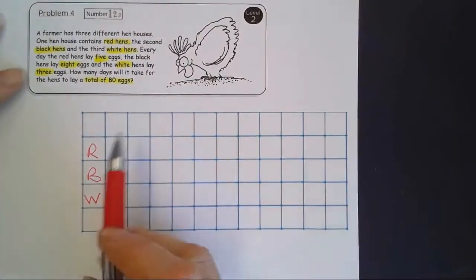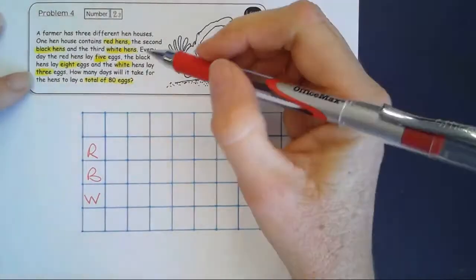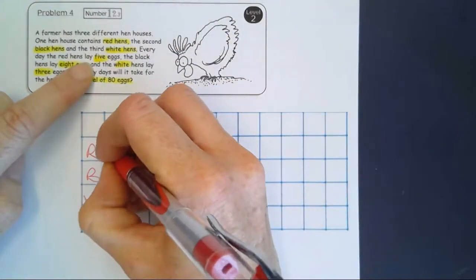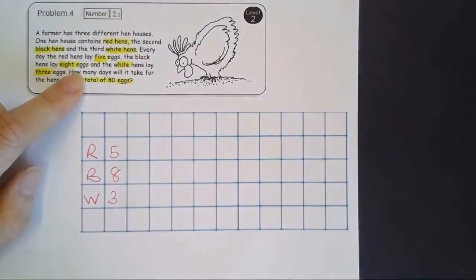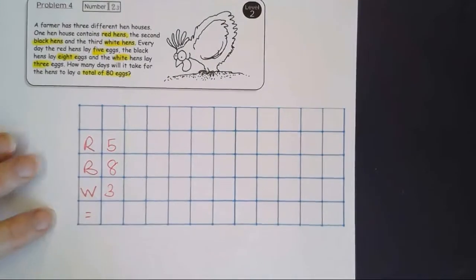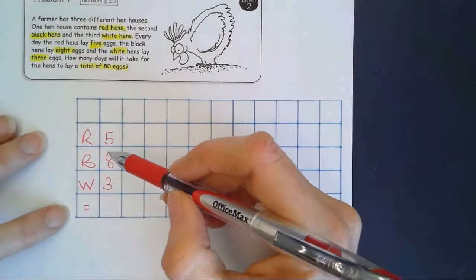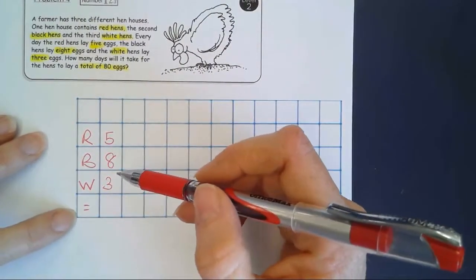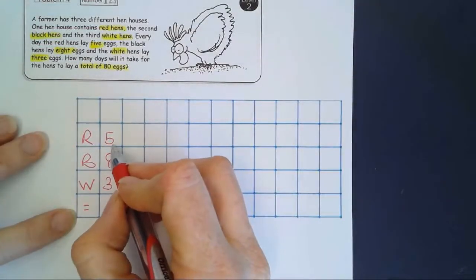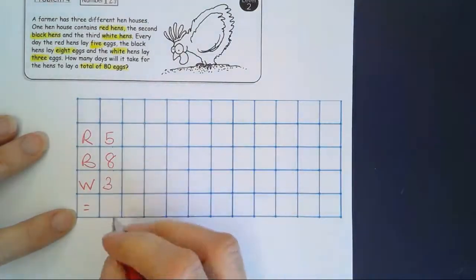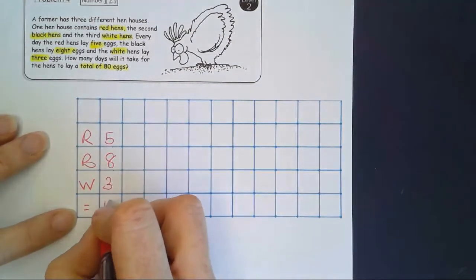We've got R, B and W. The pattern is 5, 8, 3. And then of course we should have the total down here. There are a couple of different ways which we talked about the last time we did problem solving. There's the one that requires all the working, but there might be a faster way. Let's see if we can work that out. So we've got 5 and 8 is 13 and 3 is 16.